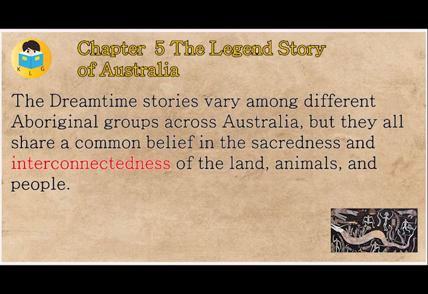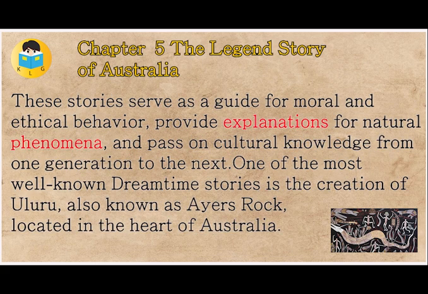The Dreamtime stories vary among different Aboriginal groups across Australia, but they all share a common belief in the sacredness and interconnectedness of the land, animals, and people. These stories serve as a guide for moral and ethical behavior, provide explanations for natural phenomena, and pass on cultural knowledge from one generation to the next. One of the most well-known Dreamtime stories is the creation of Uluru, also known as Ayers Rock, located in the heart of Australia.